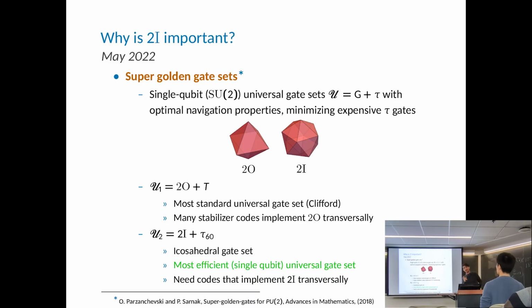But what Sarnak found was that 2I plus a particular strange gate called tau 60 has even better approximation properties, so it does this even faster. Not only that, but in the sense of his super golden gates, it is the optimal super golden gate set. This is really cool because everyone else in the world is working with Clifford plus T. If you could do 2I plus tau 60, you might introduce a whole host of other problems, but at the very least you would have this kind of optimality result. You could say that what I'm working with is even better in some sense than 2O plus T. So that was very intriguing.